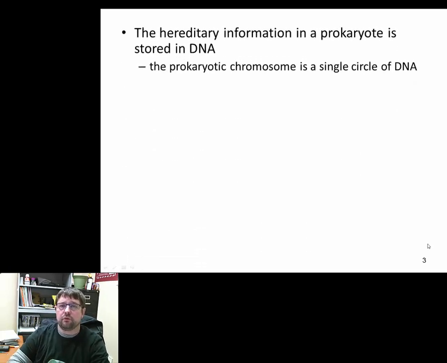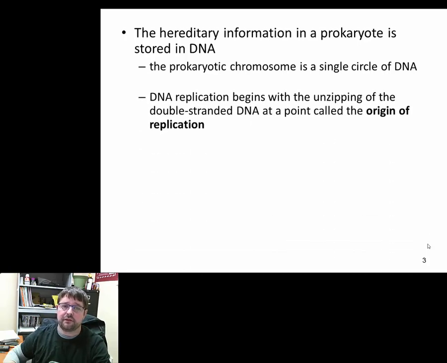We talked about this before, but I'm going to reiterate it. When we talk about prokaryotic chromosomes, whether we're talking about archaea or bacteria, they have a single circular DNA, at least as far as we know right now. Their chromosome is not linear like our chromosomes. Their chromosomes are circular and connected, and they have one of them.